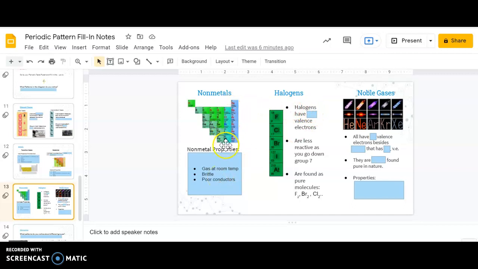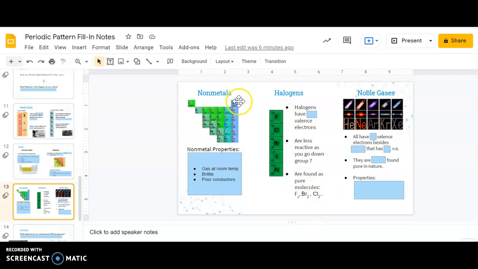Following that, in group 7 on your table, those are halogens. Halogens have 7 valence electrons. As you go down, they become slightly less reactive. And these can be found bonded to each other in nature, like chlorine gas, fluorine gas.